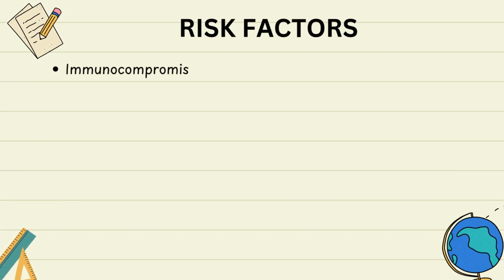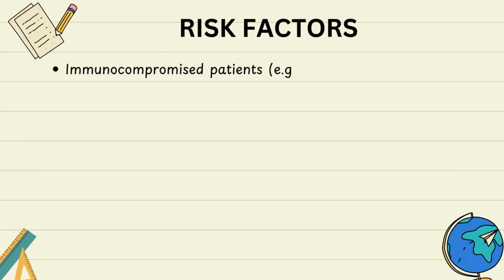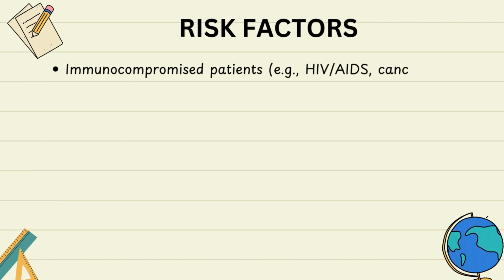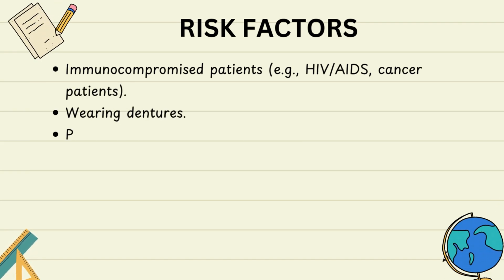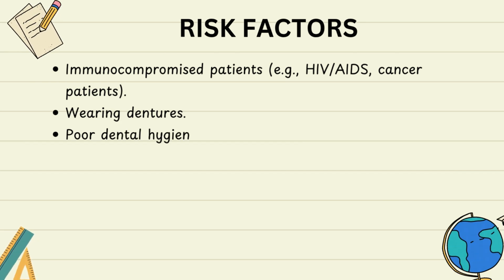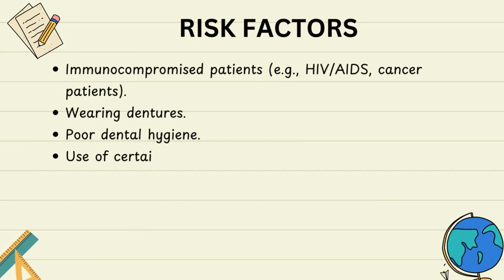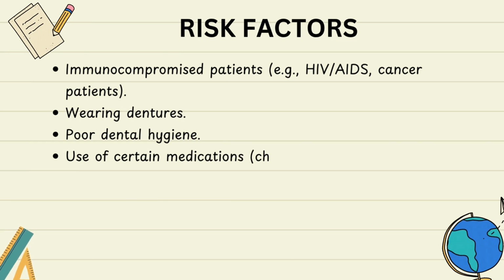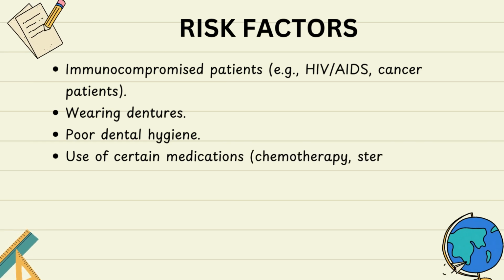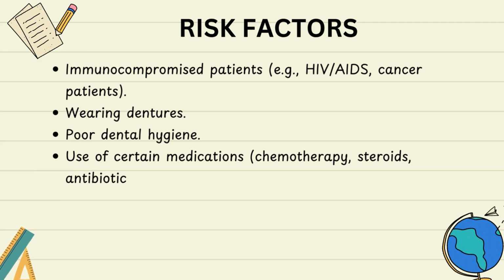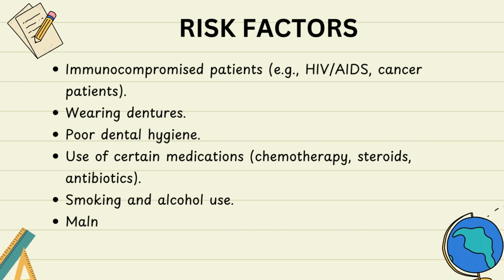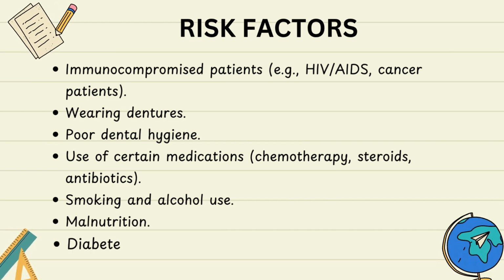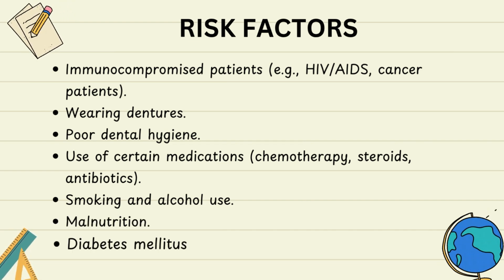Immunocompromised patients. People with weakened immune systems are especially vulnerable. This includes individuals living with HIV, AIDS, cancer patients undergoing chemotherapy or radiation therapy. Their immune systems are less capable of fighting off infections, including those that affect the mouth. Wearing dentures. Poorly fitting dentures can cause friction, leading to irritation and breakdown of the oral mucosa. Additionally, dentures can trap food and bacteria if not cleaned properly, increasing infection risk.